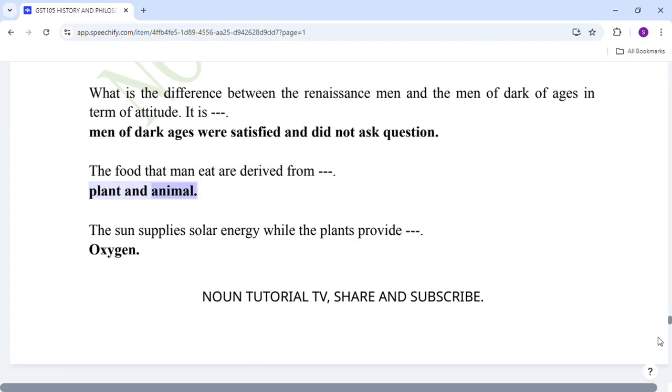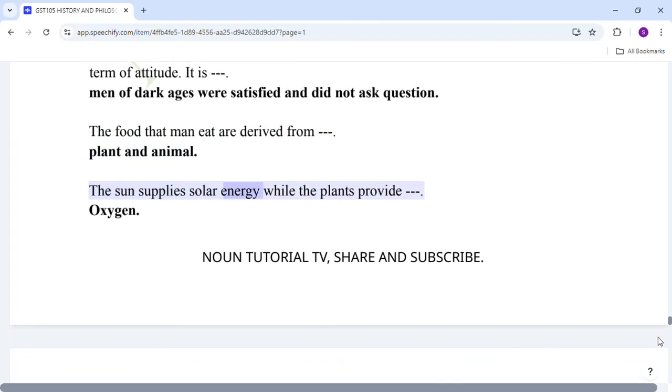Plant and animal. The sun supplies solar energy while the plants provide dash dash.